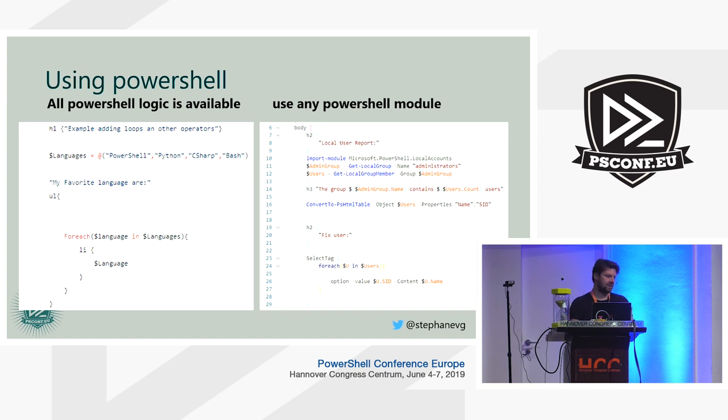And this second element here on the right, you can actually use any PowerShell module. So here I'm importing the local accounts module. I'm simply getting the local group administrators, putting it in a variable, and I'm getting all the members of the local group, and I convert to a PSHTML table, and output the name and the SID. And down here, select tag is actually for a drop-down box.